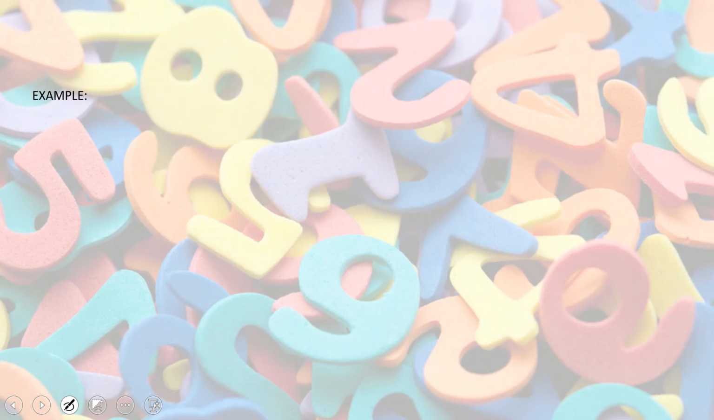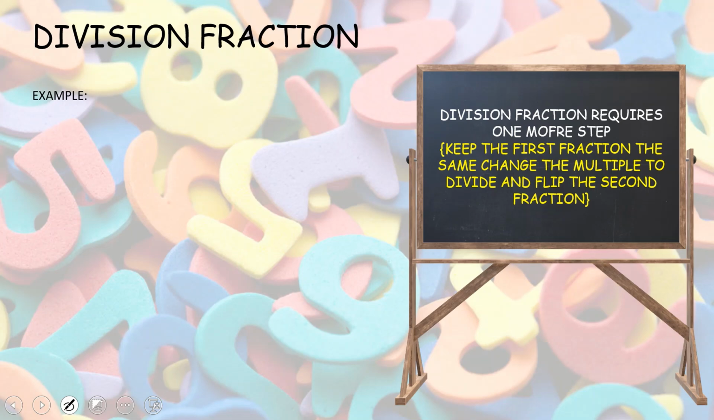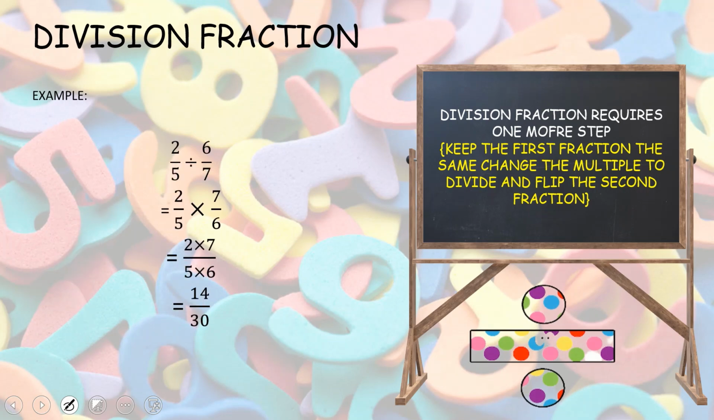Next, moving forward to our division fraction. Division fraction, there is one more step required, which is we need to keep the first fraction the same and change the multiply to divide and flip the second fraction, which means when we take an example 2 by 5 divided by 6 by 7, you put the first fraction the same, and for division fraction, the first step is we need to multiply the fractions.